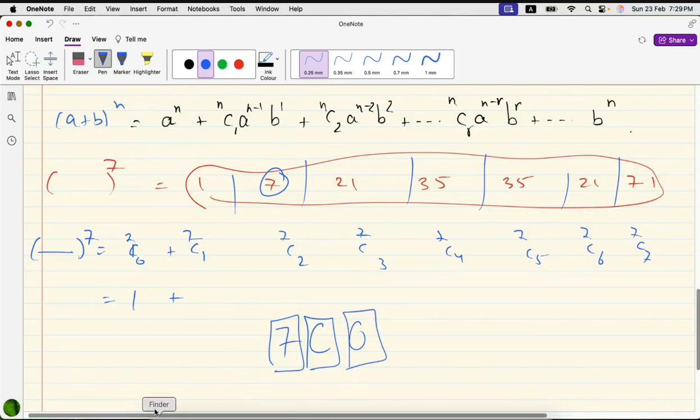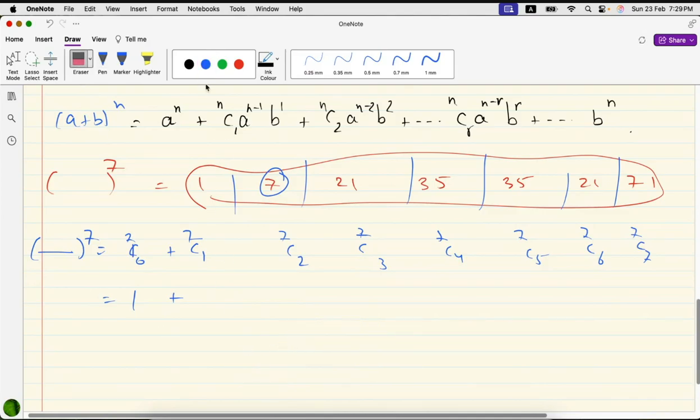Okay. And are you getting 1 when you press equal? Yeah, I'm getting 1. Now replace that 0 with 1. 7C1. I'm getting 7. Then replace it with 2. 21. Keep going. What are you getting? 35 after 3. And 4 is 35 as well. 5 is 21. 6 is 7. 7 is 1. 8 is 0. 9 is 0, it just stops. Yep.